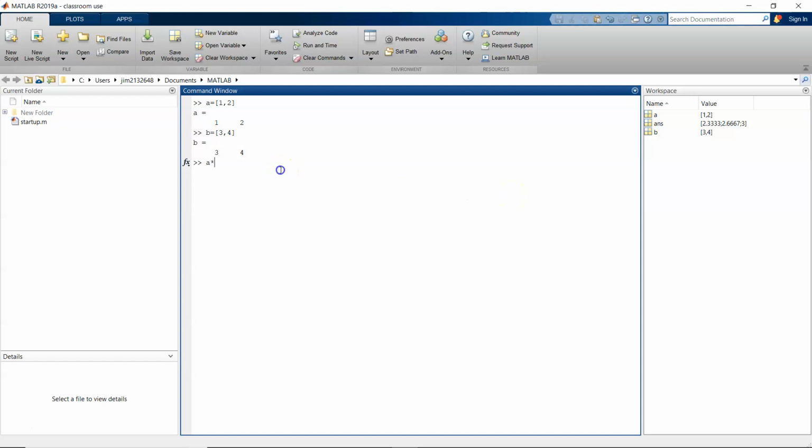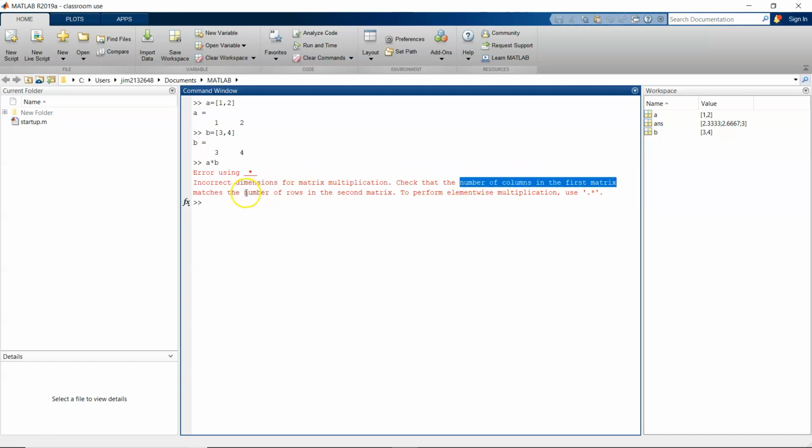A times B. Doesn't work. Incorrect dimensions. The number of columns in the first does not equal the number of rows in the second. Element-wise multiplication, use dot star. The ordinary multiplication that we're used to, we got to use dot star.